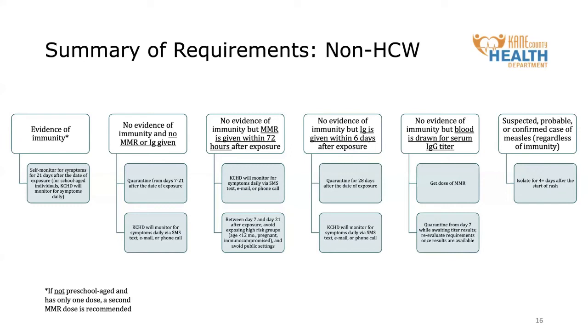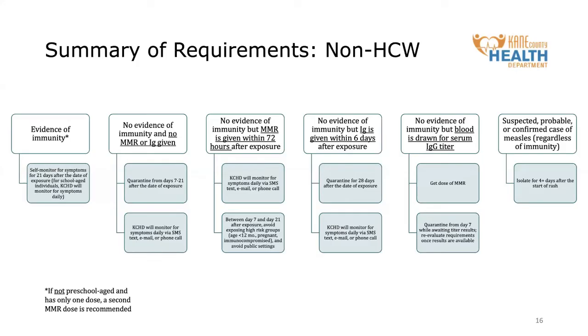This includes contacts who are vaccinated with the appropriate number of doses for their age and risk, those who can provide laboratory evidence of a previous measles infection or of immunity via titer results, or those who are born before 1957 and are not healthcare workers. School-age children with only 1 dose will be actively monitored by Kane County.